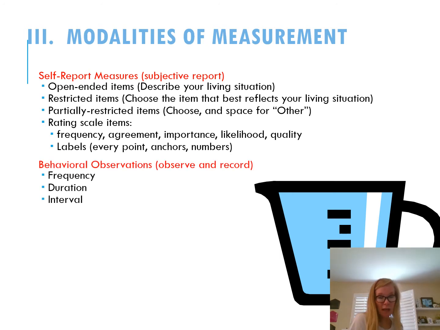The second modality or way of gathering those numerical values is behavioral observations. And this is more of an objective report. Okay, so whereas self-report is subjective, it's coming from the person themselves, behavioral observations are coming from another person. So I am the researcher and I am making observations of participants and I am recording their behavior.